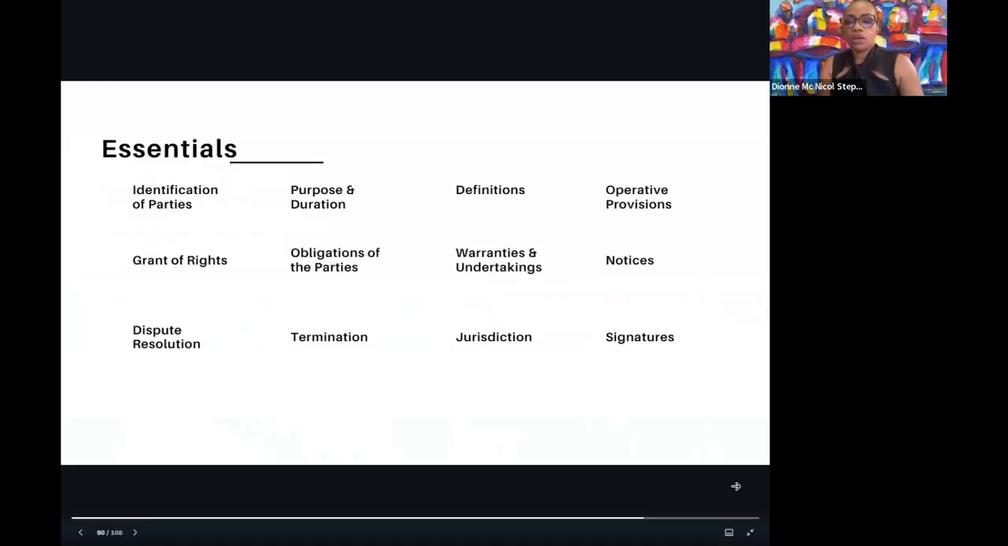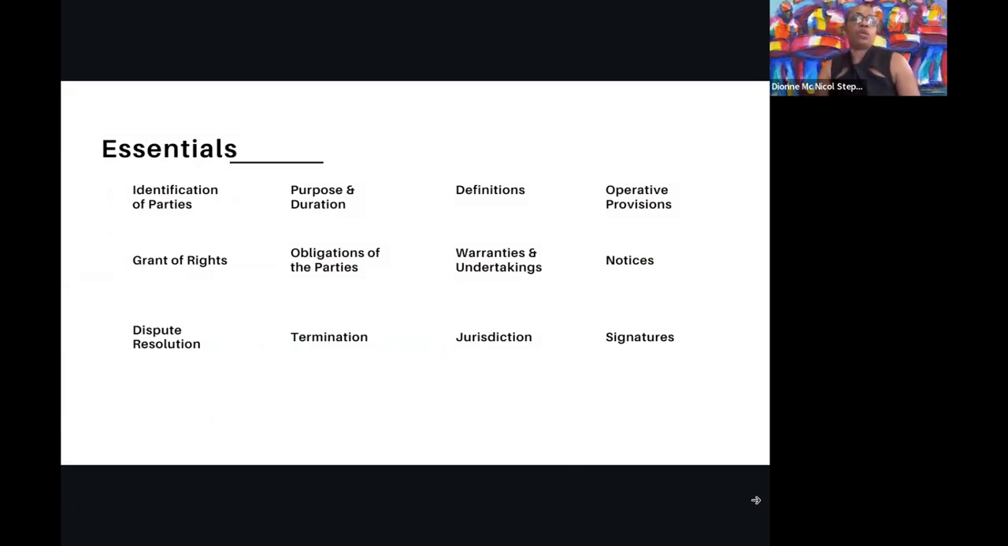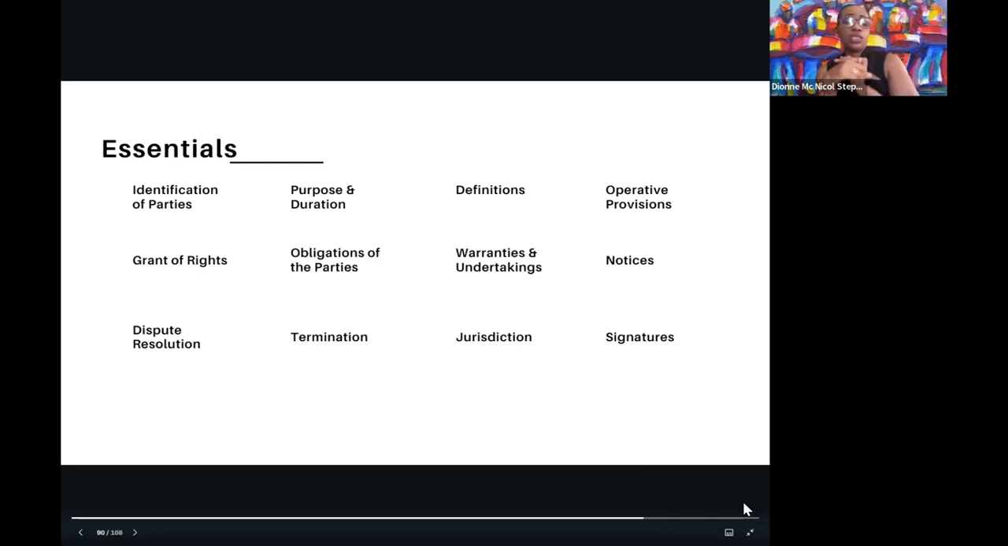Okay. The essentials that we will be looking at today: identification of the parties. Who are we contracting with? What is the purpose and the duration of the contract that we're entering into? What are the definitions that are specific to our engagement in this arrangement? What are the operative provisions of the contract? Are there any grants of rights? If we're speaking about transferring an assignment of intellectual property, that would be a grant of a right.